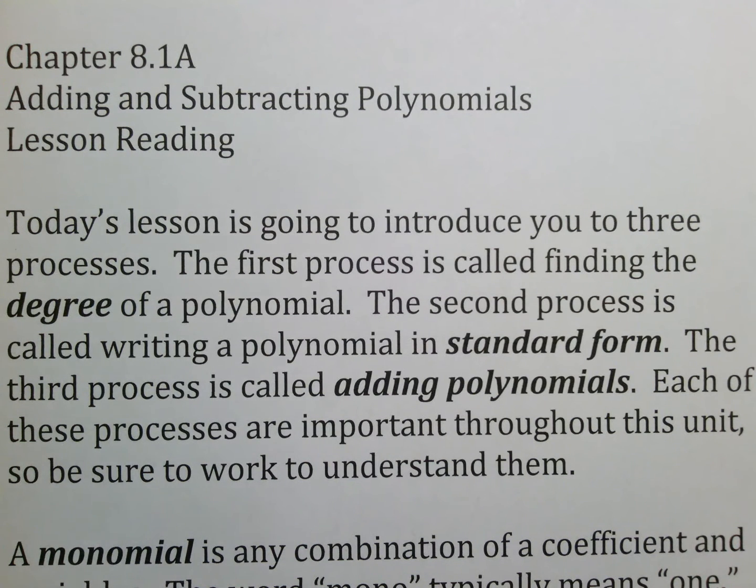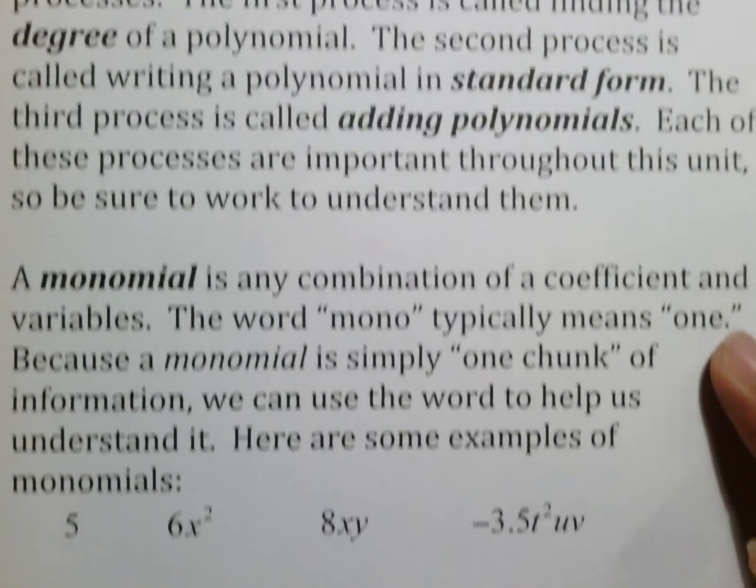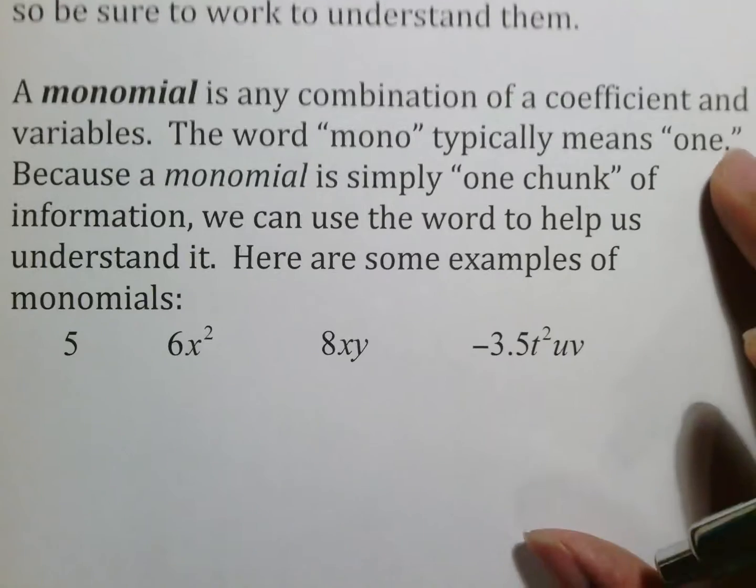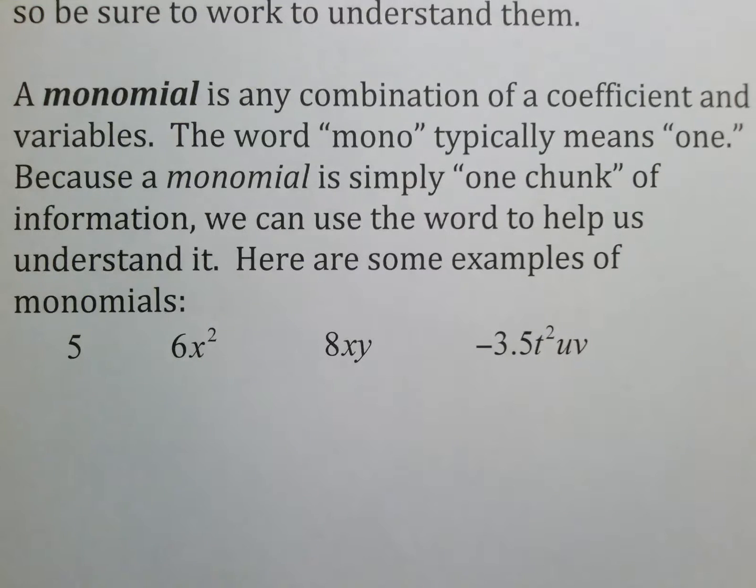Today's lesson is going to introduce you to 3 processes. The first process is called finding the degree of a polynomial. The second process is called writing a polynomial in what we call standard form. And the third is called adding polynomials. So those are the 3 things you need to get your head ready for. Each of these processes are important throughout this unit, so be sure to work to understand them because if you do not learn it, you're going to get confused when the conversations continue to get more and more complex.